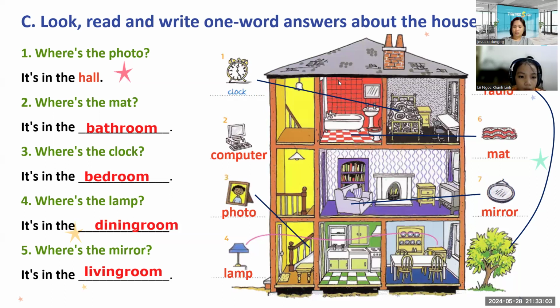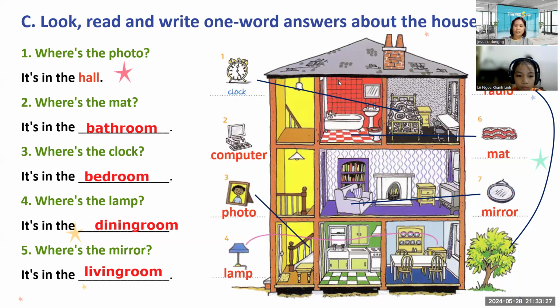Where's the clock? It's in the restroom. Next. Where's the lamp? It's in the dining room. Where's the mirror? It's in the living room.